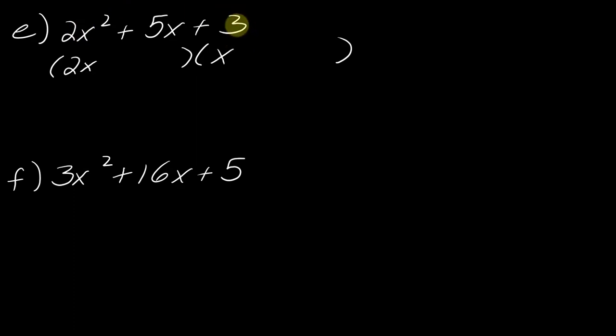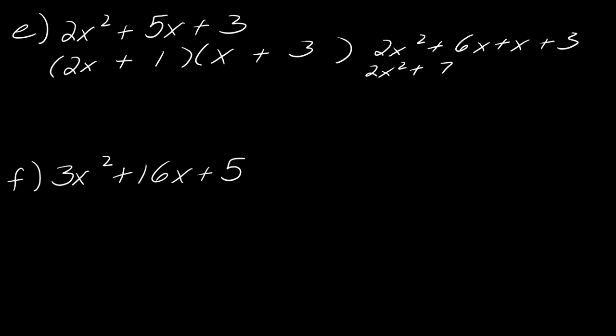Now I have to get to what two things multiply together to make 3. Well, that would be 3 and 1, right? So if I just write those in here, now let's multiply this together and see what we get. So if I multiply this together, I get 2x squared, I get 6x, I get x, and I get 3. And you'll notice an issue with this, right? This actually gives me 2x squared plus 7x plus 3.